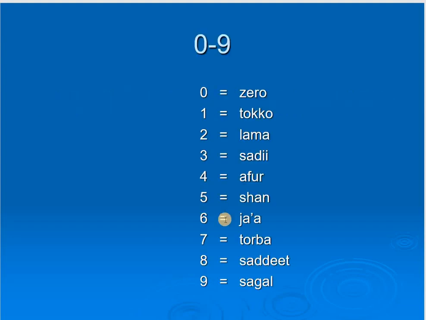I am going to introduce you to the numbers. These are the standard numbers we already know. The numbers range from 0 to 9, and this is how we call them. We call them 0, tokko, lama, sadii, afur, shan, ja'a, torba, saddeet, sagal. Sometimes we also call 0 duwa. So you can call it either 0 or duwa.